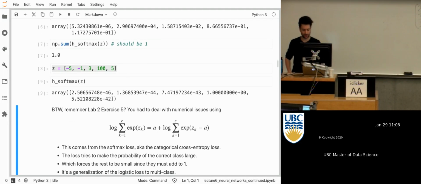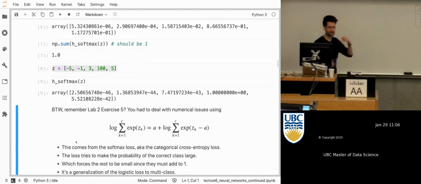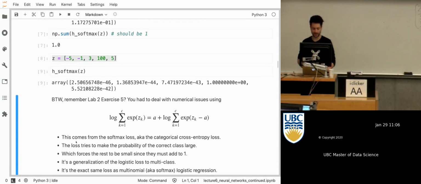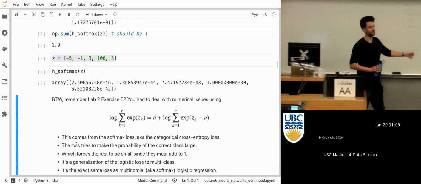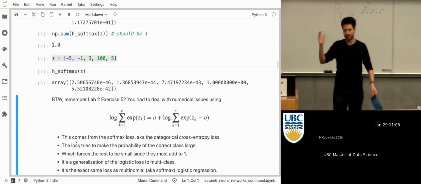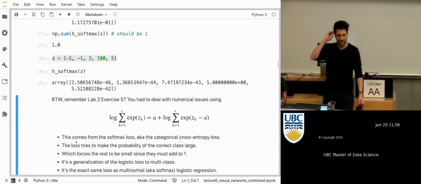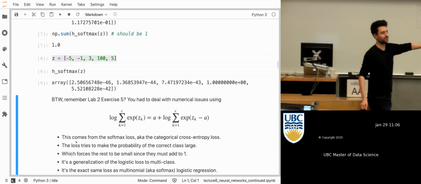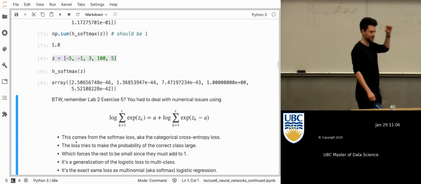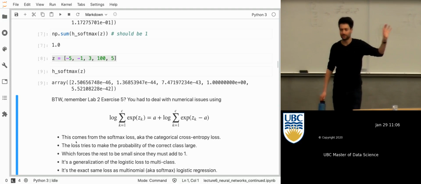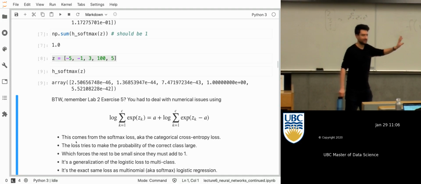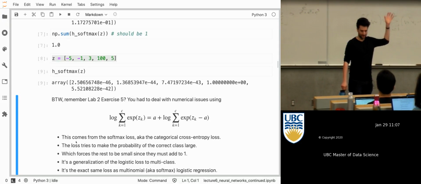So going back to Tom's question, you had this exercise 5 in lab 2 from a week ago, where you had to notice this log sum x thing and pull out the a and talk about it. And this comes straight out of what we're talking about. So you probably saw in the lab that categorical cross entropy loss that you're supposed to use. It is the loss that takes those probabilities coming out of the softmax and says, hey, try to make the probability of the true thing big and the probability of the wrong things small.